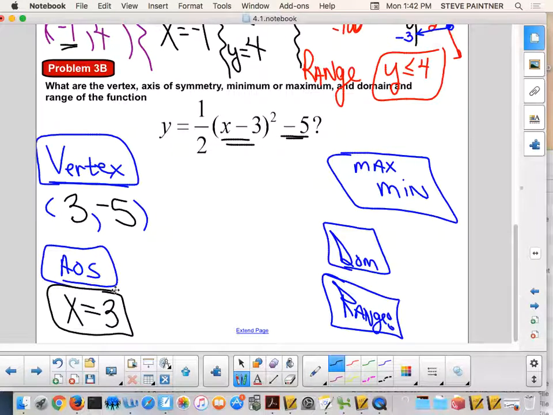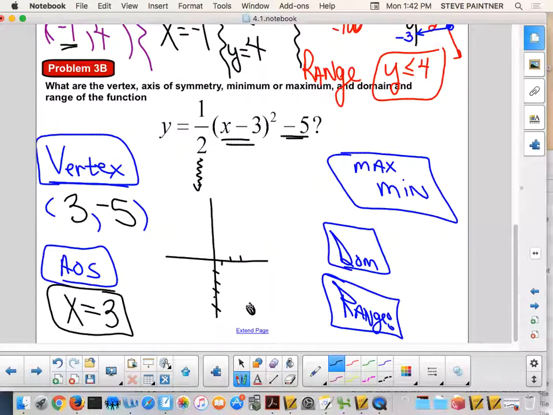Good. Next, does it have a minimum or does it have a maximum? Minimum at a half. See that 1/2? That 1/2 is positive. You guys should be thinking in your head. You don't have to draw this, but you should be thinking in your head. 3, negative 5.